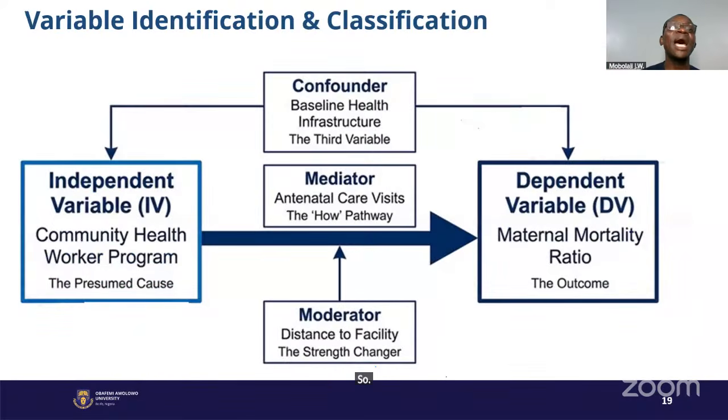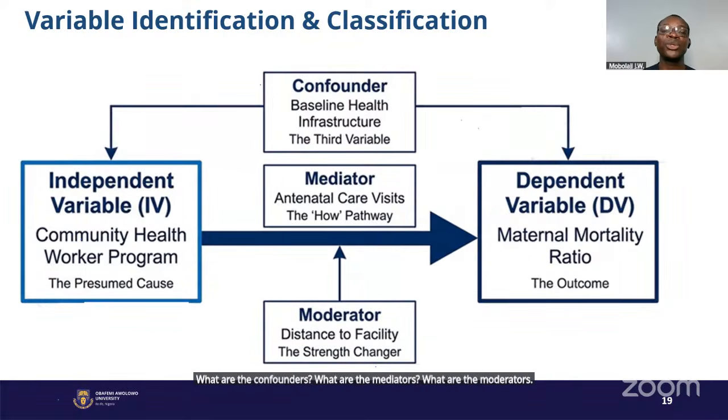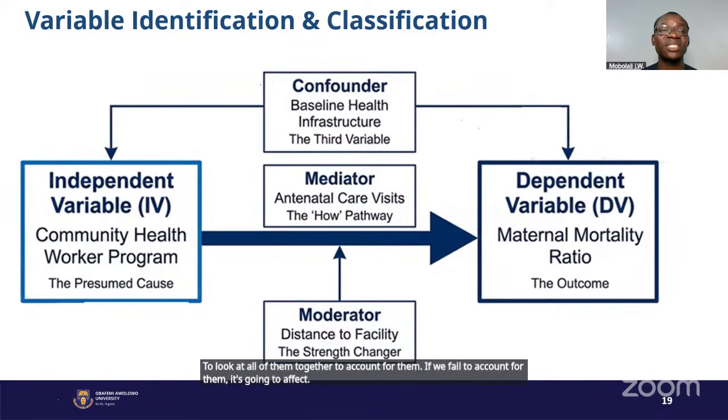So now, in our research design, we need to also consider classification. We identify the variables and also classify them: the independent variable and the dependent variable. But then between the independent and the dependent variable, what are the confounders? What are the mediators? What are the moderators as well? It's important to look at all of them together, to account for them. If we fail to account for them, it's going to affect the effects.